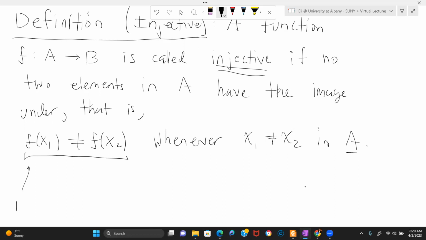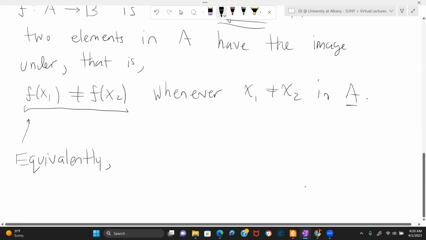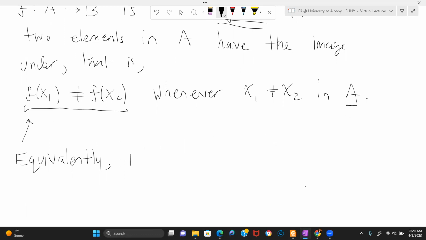So this condition right here can be equivalently phrased. This is just a point of logic, not mathematics anymore. Logically, this statement is equivalent to the following: if f of x1 is equal to f of x2, then x1 equals x2. Assuming you have an injective function, if you apply it to x1 and x2 and you get the same output, the only way that can happen is if x1 and x2 are the same. So this is a very strong condition on the function.